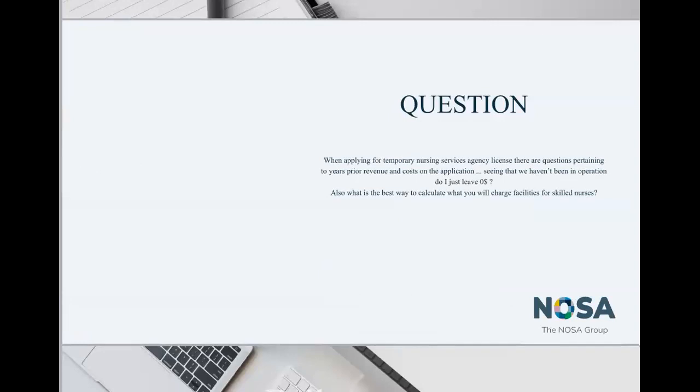So, the first question is, when applying for a temporary nurse's license, there are questions pertaining to prior revenue costs on the application. And it's saying, seeing that we haven't been in operation for long, do we just leave it blank? And also, what's the best way to calculate what you will charge facilities for skilled nursing? So this is a two-part question.